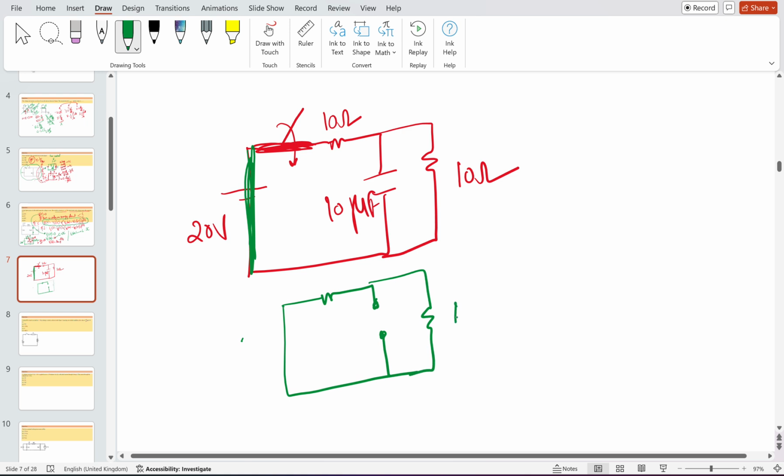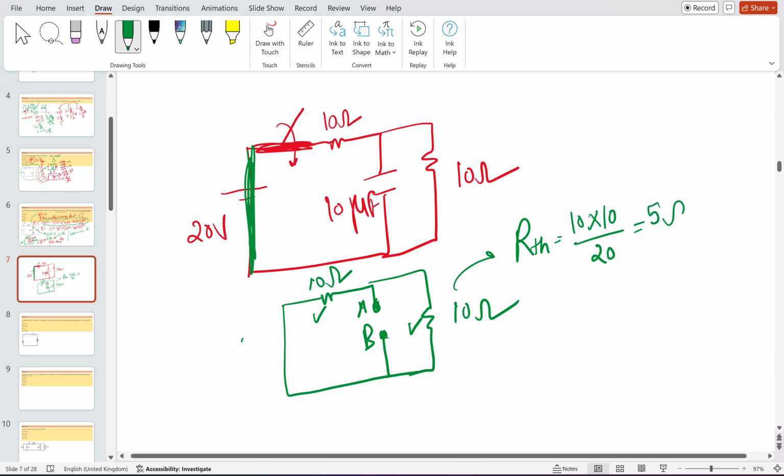It will be simply like this, 10 ohm here, 10 ohm here. Seeing from these points A, B, this 10 ohm and 10 ohm will be in parallel. So the RTH will come out to be 10 multiplied by 10 divided by 20, so it will come out to be 5 ohms.